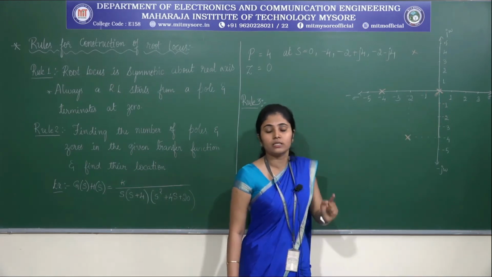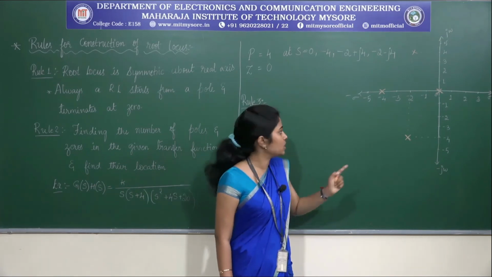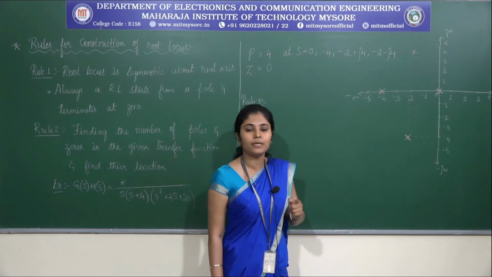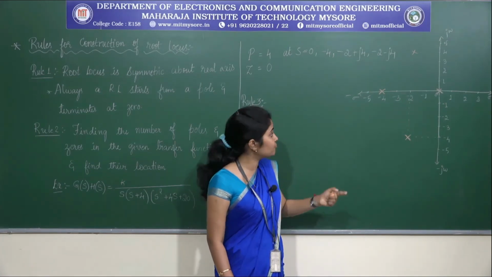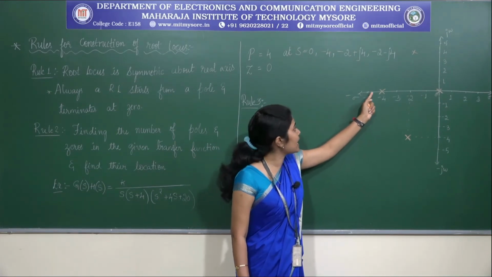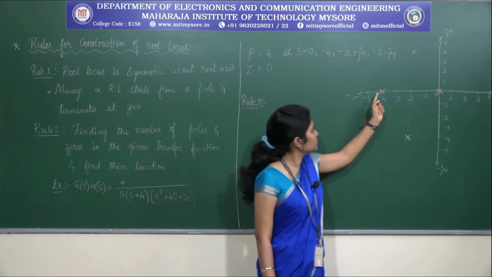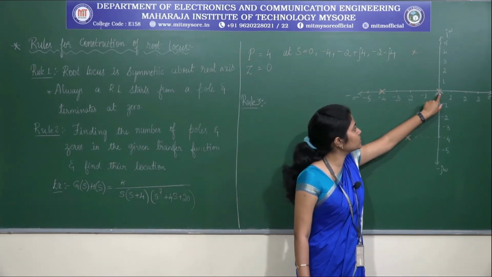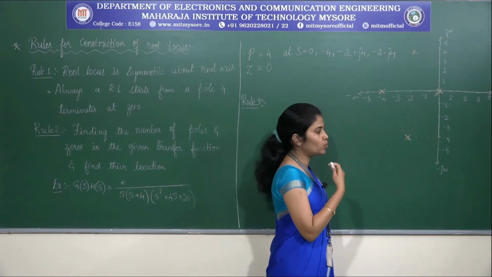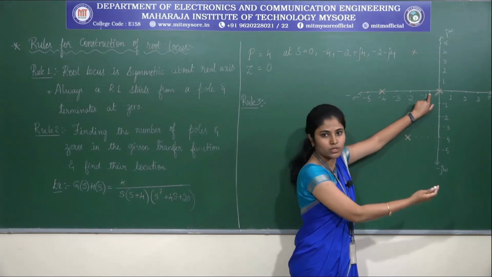I need to consider the poles and zeros located only on the real axis, nowhere else. Since it is 2, we all know 2 is an even number. If it is an even number, it is not part of root locus. Therefore, from minus infinity to minus 4, the real axis is not part of root locus. Similarly, this pole is done. Now I will stand towards the left hand side of this pole. I will stand here and look towards the right hand side of this particular point.